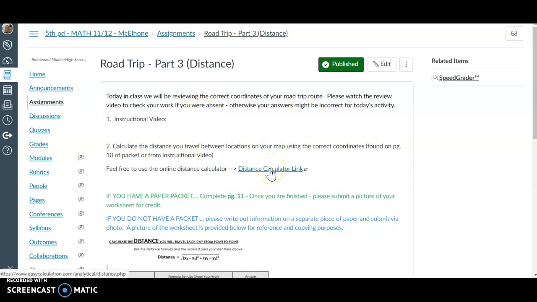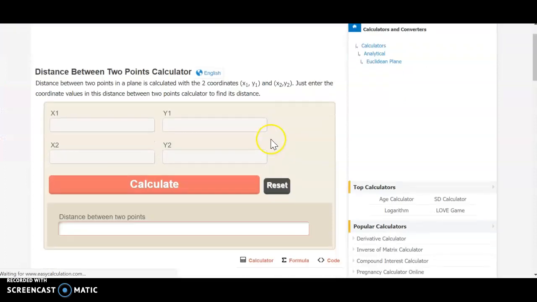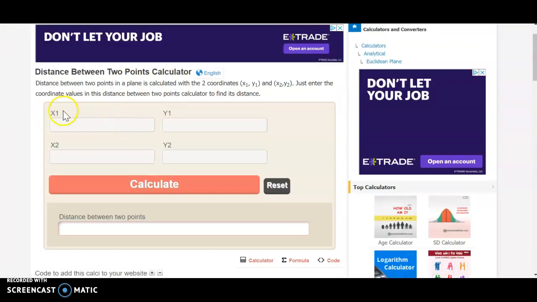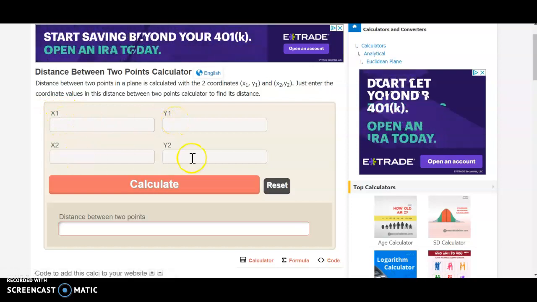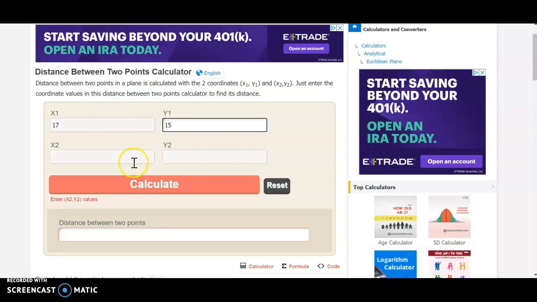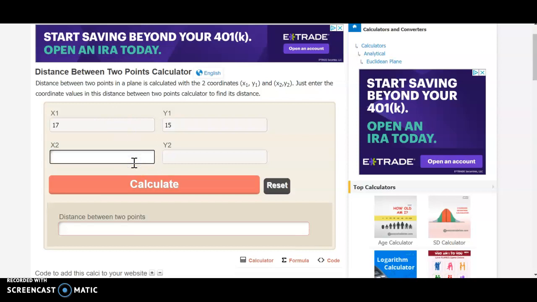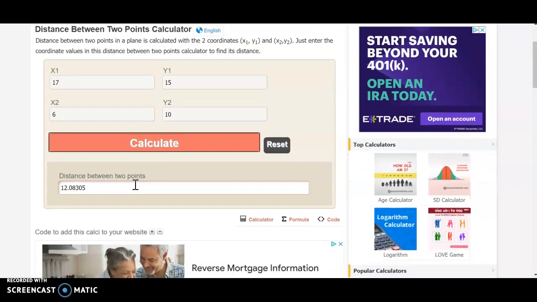But the distance calculator is located in the middle of your assignment. So you can go ahead and click on it. When you're looking at using it, here's my first ordered pair, x, y of point A, and x, y of point B. My first coordinate, I was leaving Pittsburgh. My coordinates were 17, 15, and traveling to the St. Louis Arch, my ordered pair is 6, 10. And then you just go ahead and hit calculate.